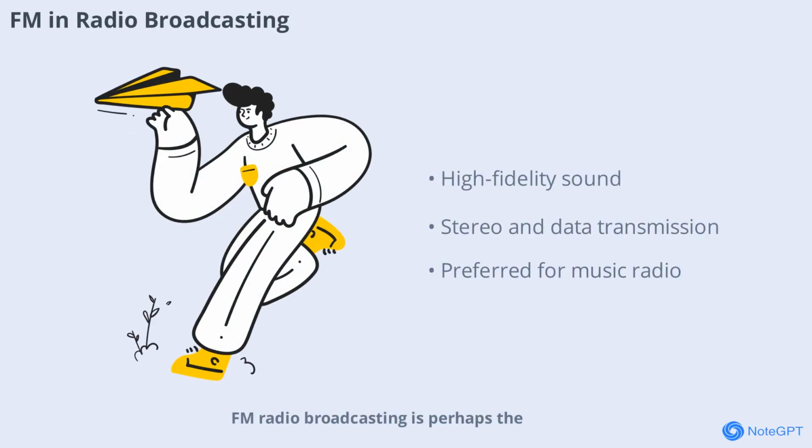FM radio broadcasting is perhaps the most well-known application of frequency modulation. FM's ability to deliver high-fidelity sound with minimal interference has made it the preferred choice for music and talk radio stations worldwide. The wideband nature of FM allows for the transmission of stereo audio and additional data, such as station information and song titles, enhancing the listening experience for audiences everywhere.